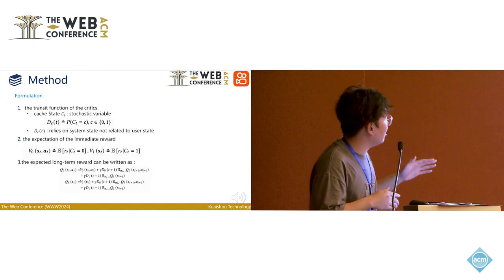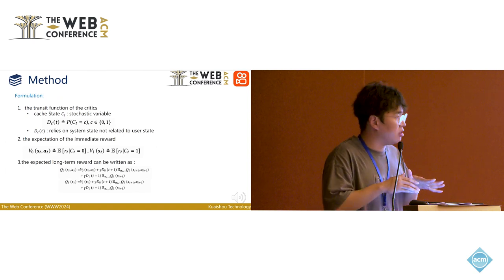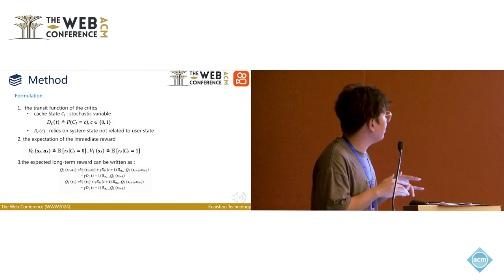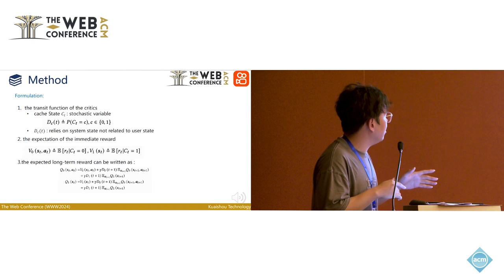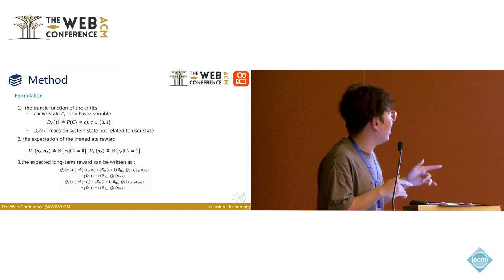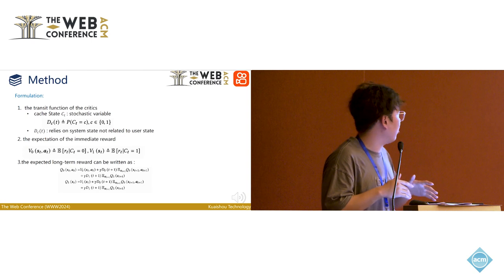And from the last picture, we can see the user transit from each state to other. We can use a state function to define this. But this we call it DCT. This relies only on system state, not related to user state. It's just a stochastic variable.